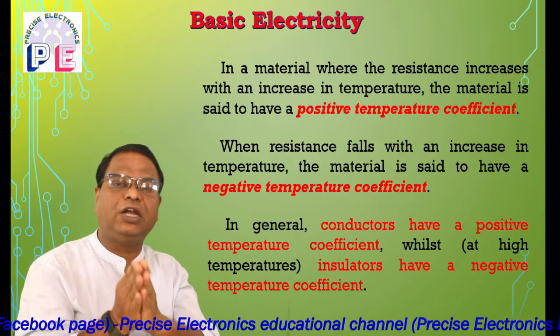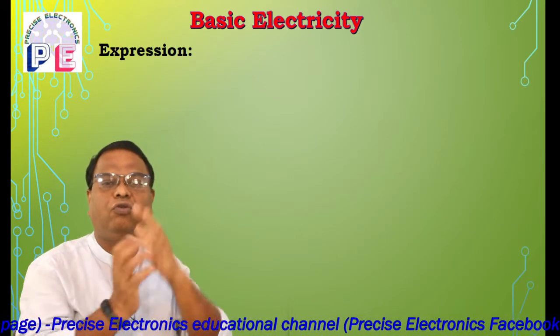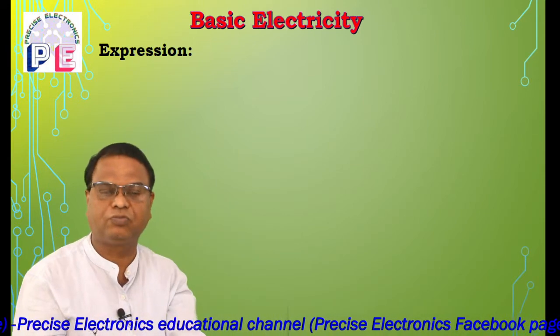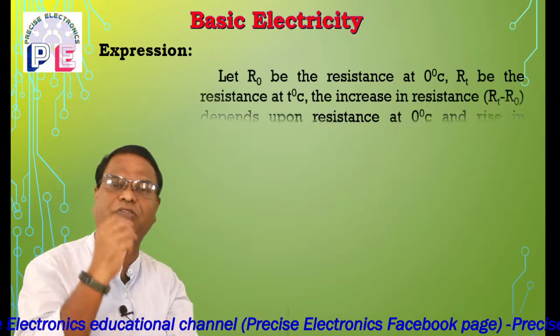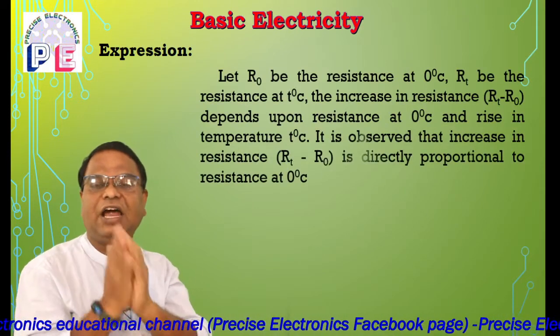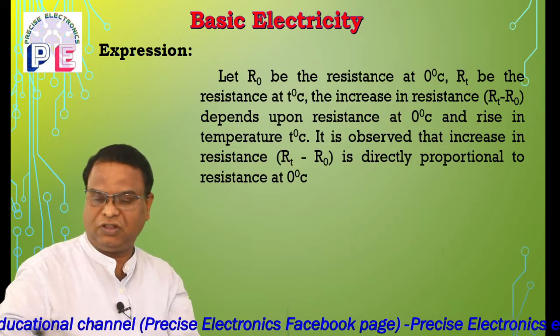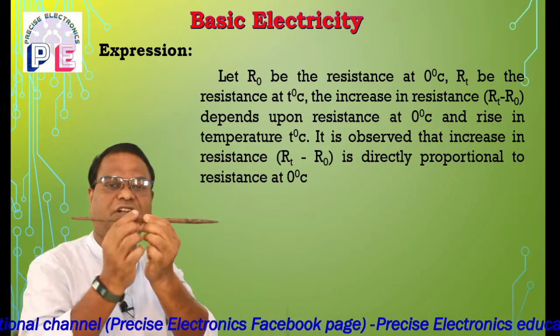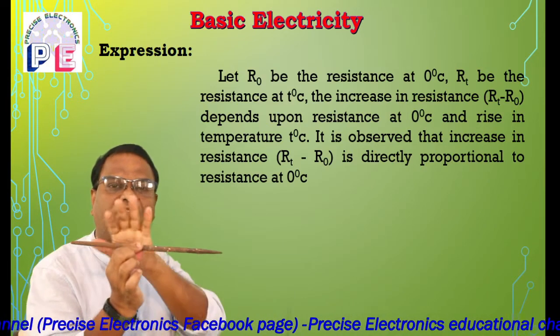Now we have to find the expression for the resistance value, and how it depends upon the temperature. Let R0 be the resistance at 0 degree centigrade. Suppose this is a conductor; the resistance of this conductor at 0 degree centigrade is known as R0.